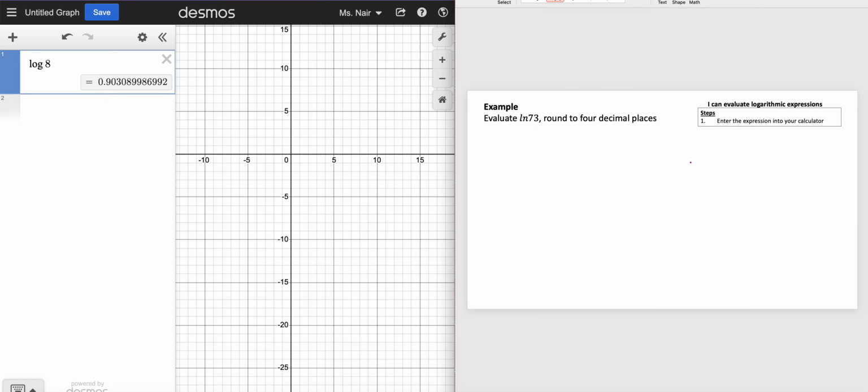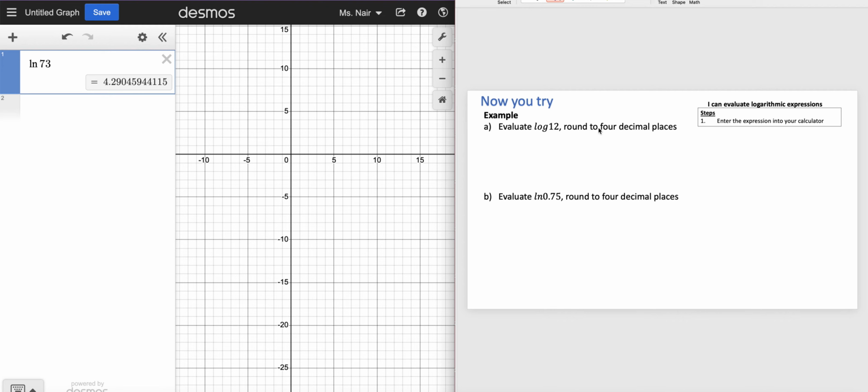So if we want to find the natural log, instead of typing log, you're just going to type ln. So we do ln 73, and you can see here it gives us the value. So this is going to be 4.2905. Okay, so that's going to be our value of natural log of 73. So now you can go ahead and pause the video and try doing these 2 examples on your own.